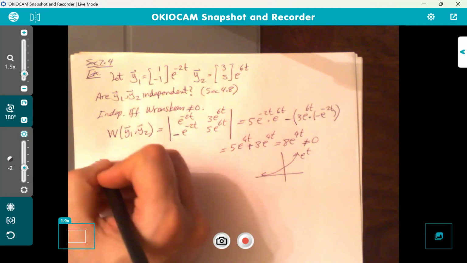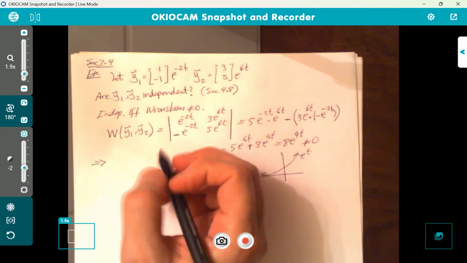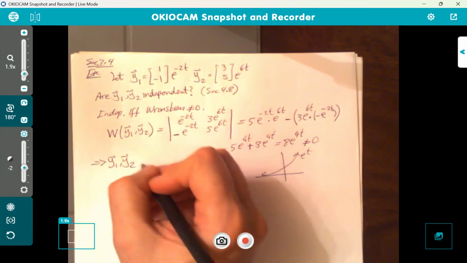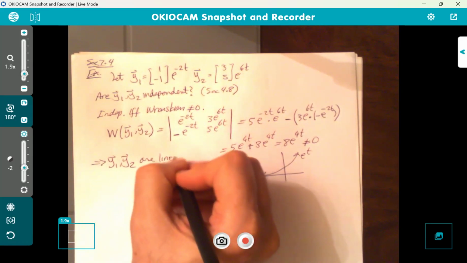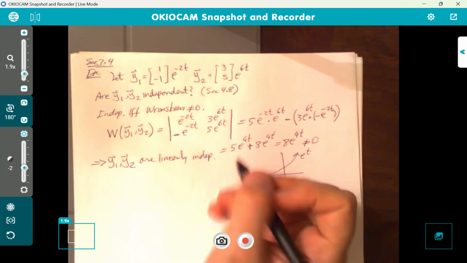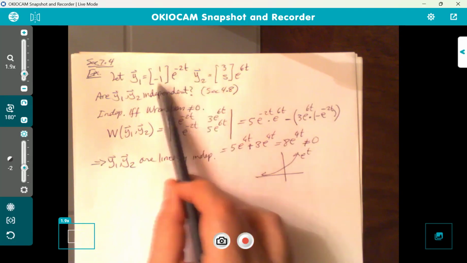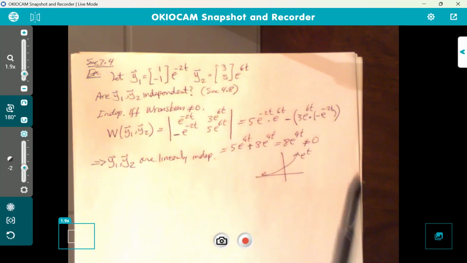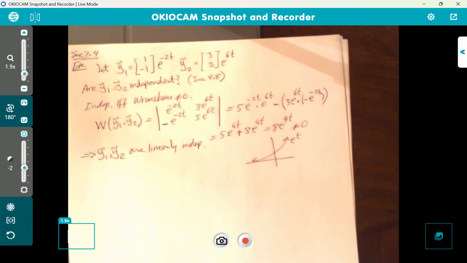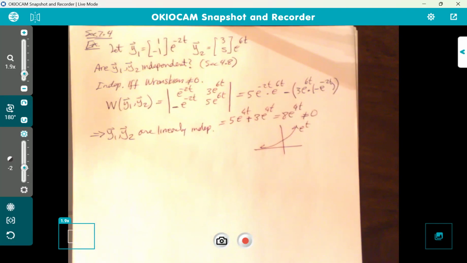If the Wronskian, the determinant of that 2 by 2, is not zero, therefore we can say y1 and y2 are linearly independent. And these solutions become what they call fundamental solutions of some system of differential equations. So we got the fundamental solutions.